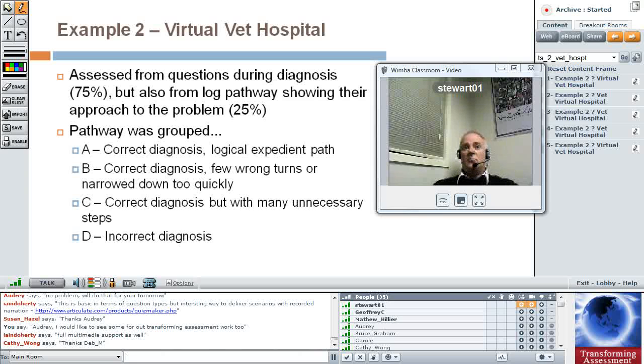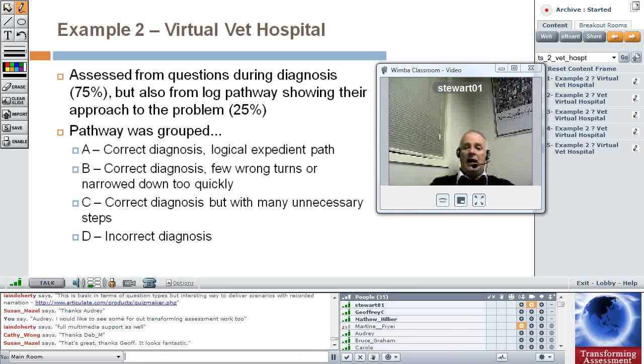But also, our academic went through the log pathway and actually assessed their approach to the particular problem, and that was worth 25% of their grade. And he just grouped the pathway into four different groups. One, correct diagnosis, and a pretty logical, expedient path that a good student would take. Two, correct diagnosis, few wrong turns or narrowed down too quickly. Three, correct diagnosis, but with many unnecessary steps. And four, incorrect diagnosis. So he'd mark or grade them accordingly.